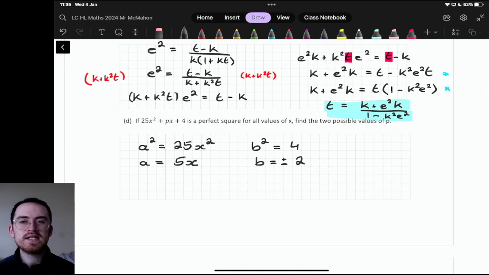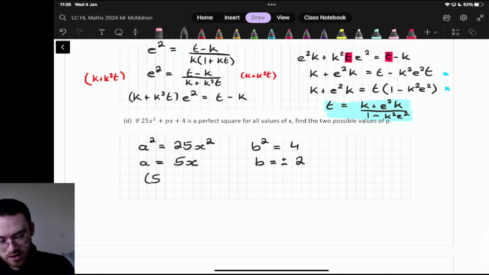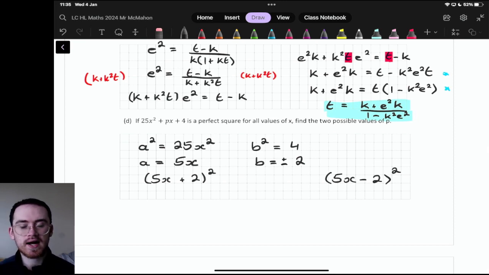Okay, so we're saying that b is some number, and when it's squared the answer is 4. That means that the number we started with must have been plus or minus 2, the square root of 4, plus or minus the square root of 4. What that means for us is that our two answers are either 5x plus 2 or 5x minus 2. Okay, those are our two brackets for our perfect square.